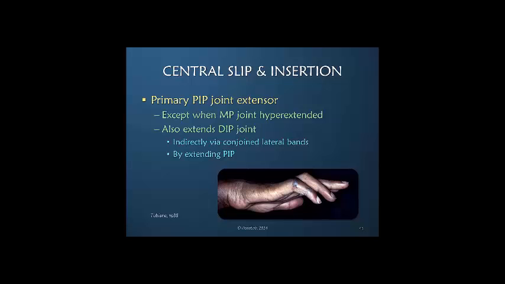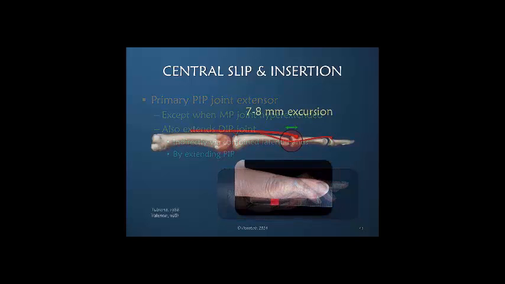The central slip and its insertion, being a primary PIP joint extensor, also extends the DIP joint because of the interconnections we discussed in the first course. Whenever the PIP joint is being extended, the DIP joint is also being extended. They never move in isolation. The central slip insertion has a relatively limited amount of excursion.